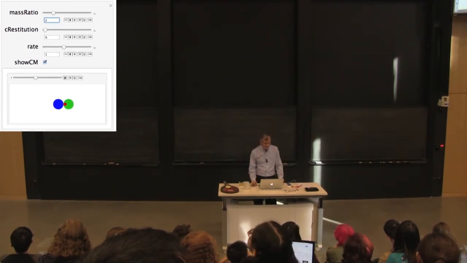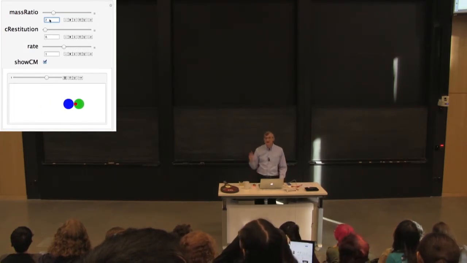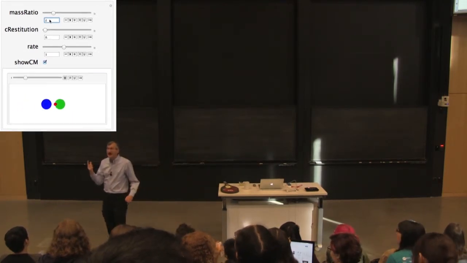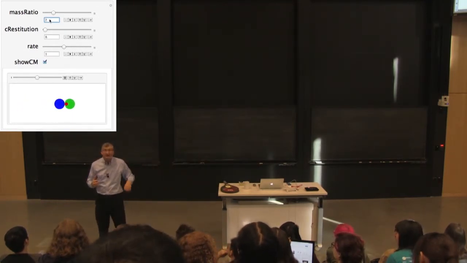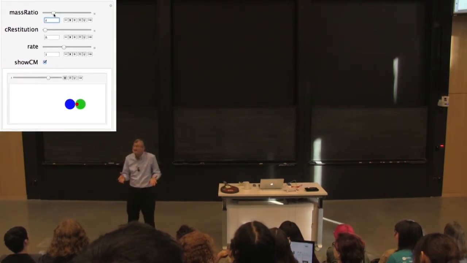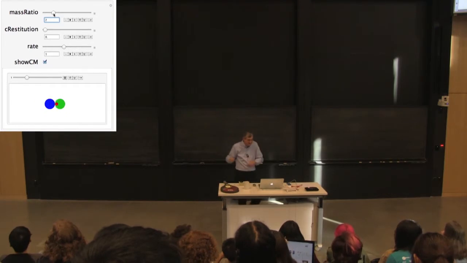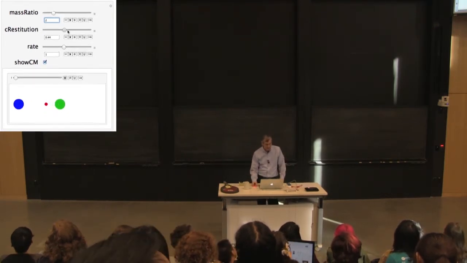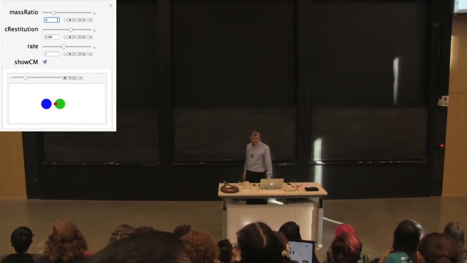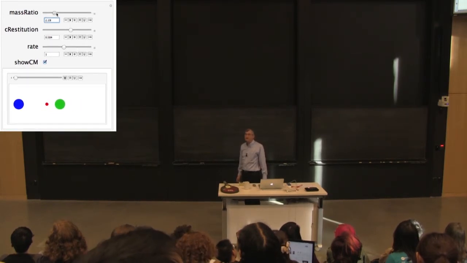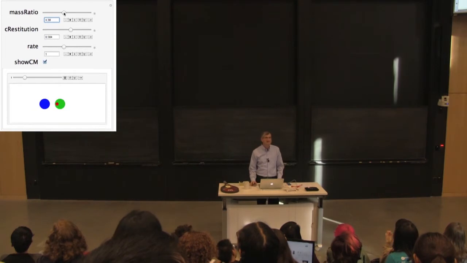Okay, but I have nothing for the coefficient of restitution. Does it make sense that if the coefficient of restitution is 0, I can't get it to bounce back? Because the initial momentum is to the right. And if they stick together, then it has to be moving to the right. So let me give it some bounce. And that worked. Okay? Questions?